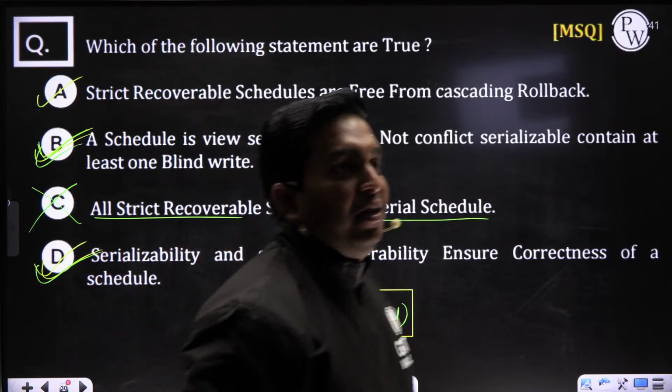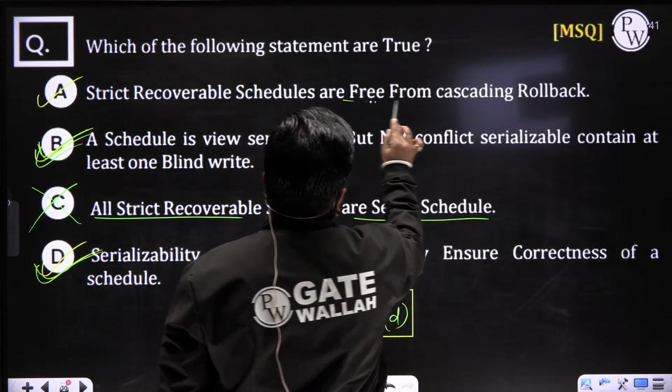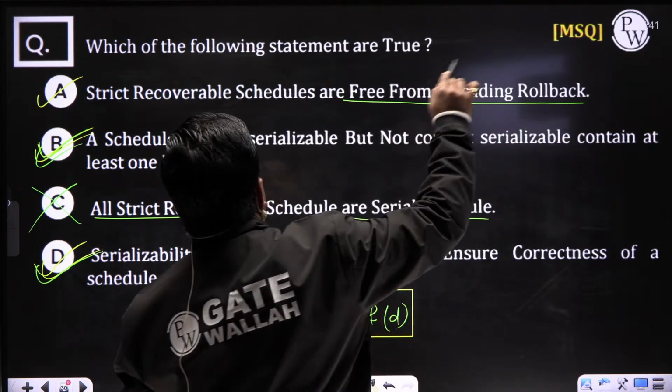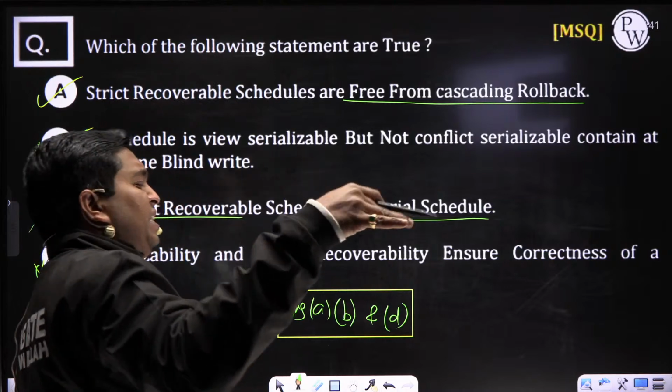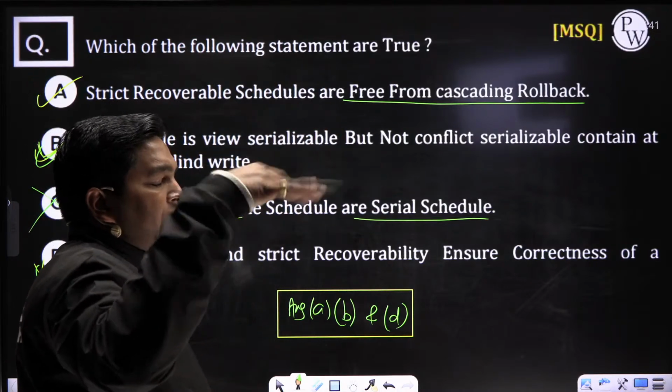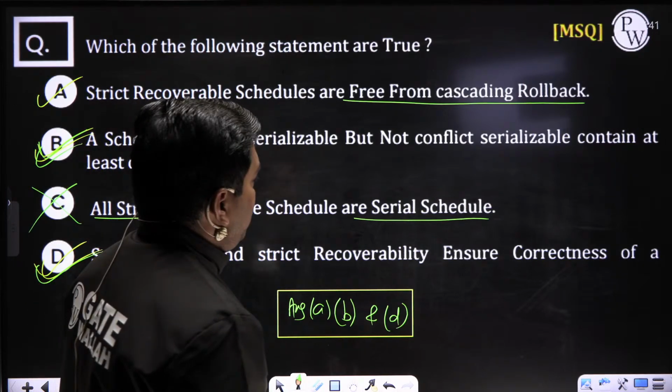A, B and D, and most of the students did it wrong. And why am I not taking this example? Because I have already taken cascade. Strict recoverable means already cascadeless; if it is cascadeless, then the cascading rollback problem is removed. But it is asking about strict recoverable. Yes, cascading rollback is not there.